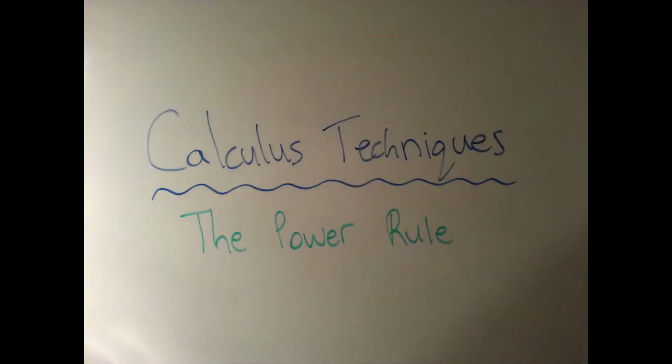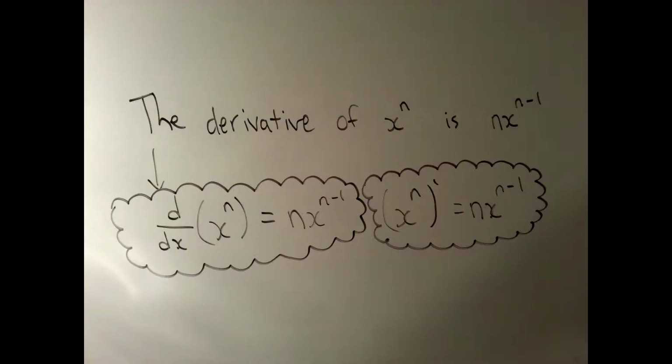In calculus, a commonly used technique is the power rule. The power rule is used to find the derivative of a power. The derivative gives us the slope of the tangent, which is the instantaneous rate of change at a given instant. In general terms, the power rule states that the derivative of x to the nth is n times x to the exponent n minus 1.